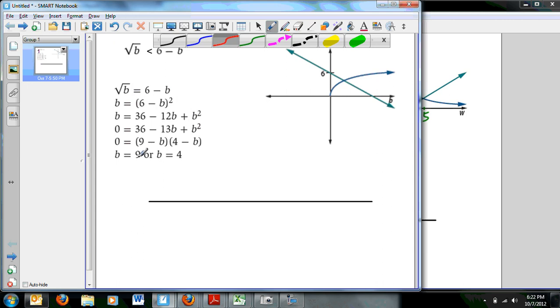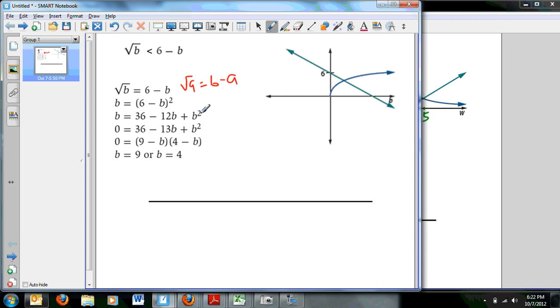So I'm going to just try my 9. That's the first one on the left. The square root of 9 equals 6 minus 9. As you can see, the square root of 9, since we're just taking the positive, doesn't have a negative, it's just 3.